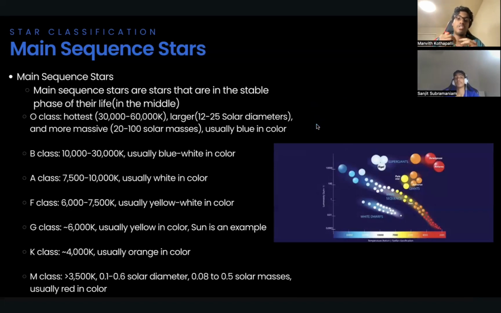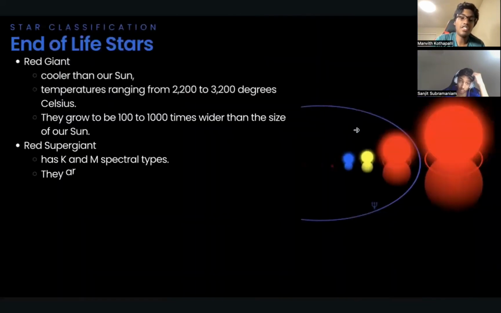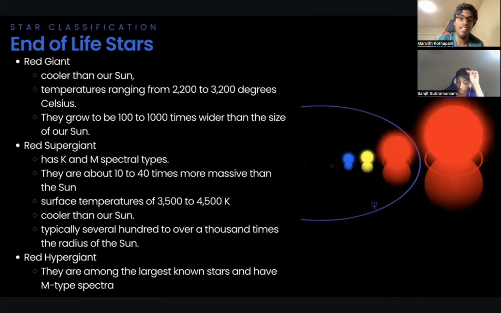So red dwarf stars are stars which are in the stable phase of their life, and so in the middle. So right between protostars, T-Tauri stars, and end of the life stars. It's like supergiants and whatnot. So now let's talk about end of life stars.